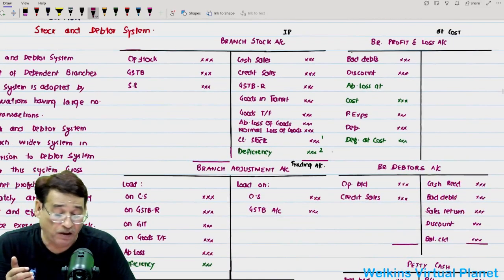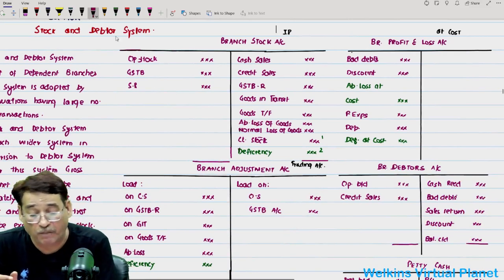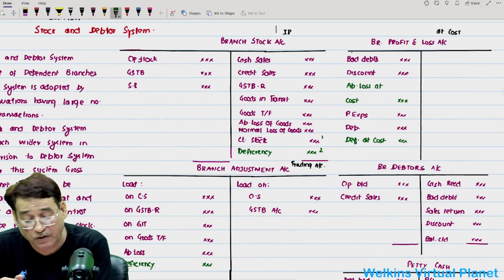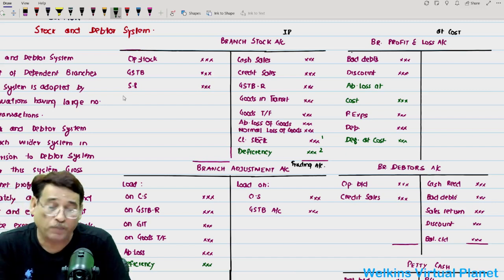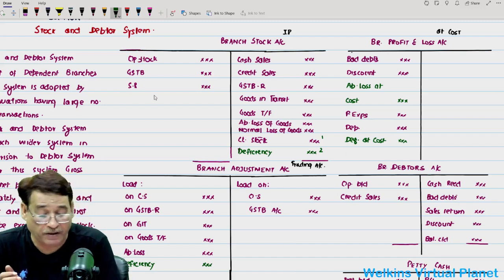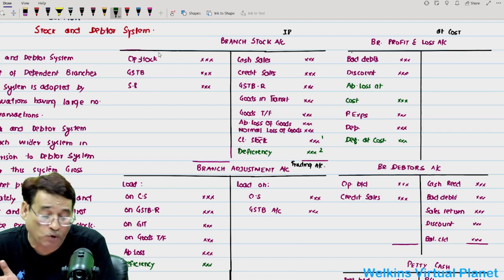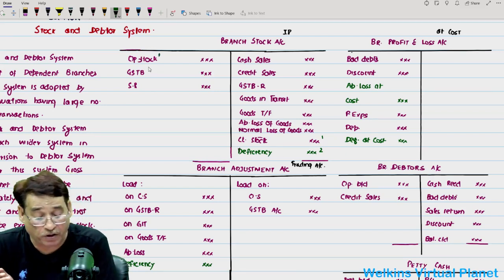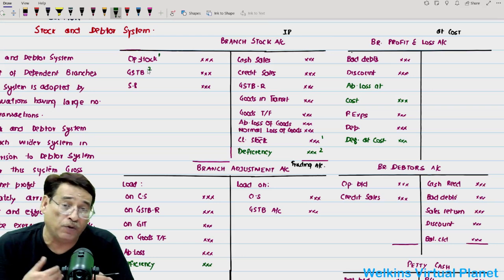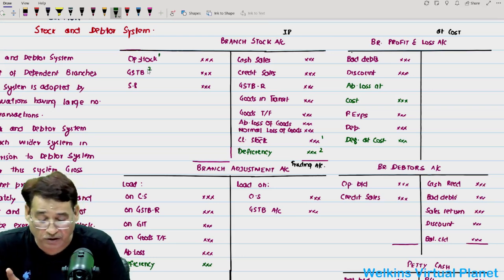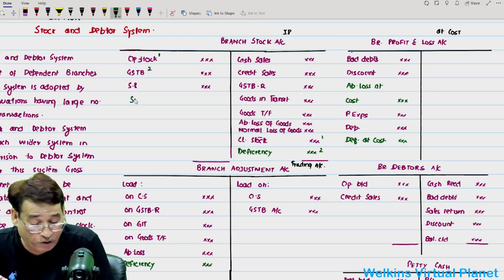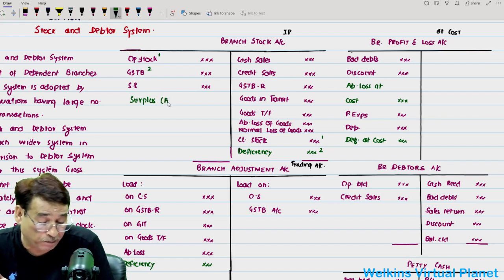For example, suppose balancing figure is towards this side, debit side. The first preference should be given to opening stock, but opening stock is given in the question. Second preference should be given to goods sent to branch, but goods sent to branch is also given in the question. So I am going to consider the balancing figure as surplus.